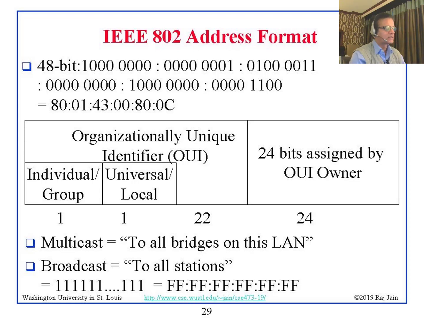Yeah, so remember this: 0, the thing written on the top, is individual, and 1, the thing on the bottom, is group. So 0 is individual, 1 is group. So this is a group address.